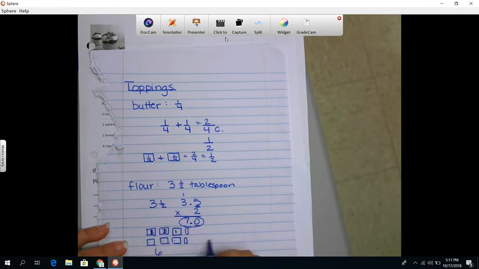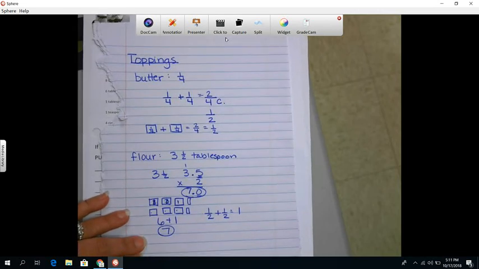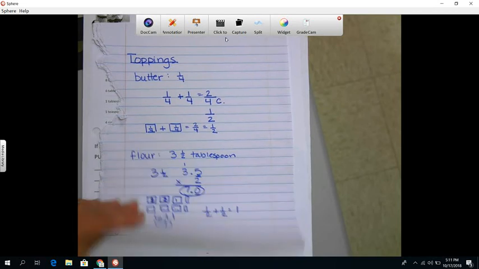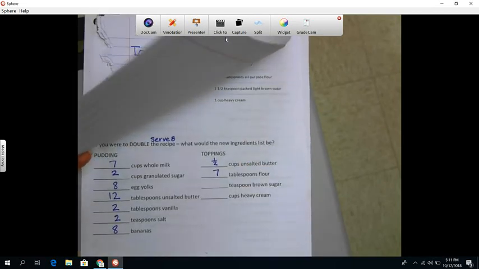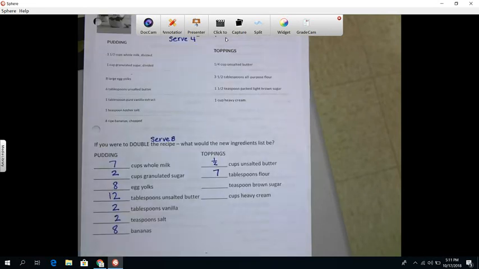And then I know that 1/2 plus 1/2 equals 1 whole. So 6 plus 1 is 7. And I still get the same answer. Okay, there's my boxes. 1, 2, 3, 4, 5, 6. And a half make 1 whole. So now we have 7 tablespoons of flour. All right, the next one is brown sugar.